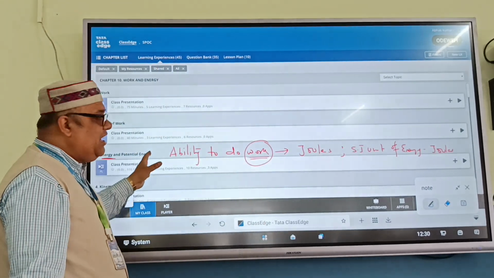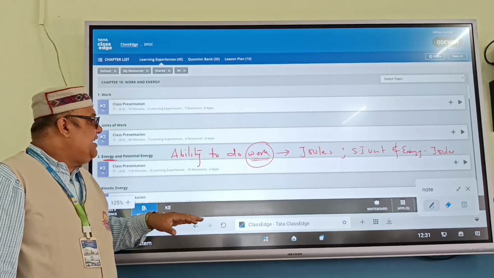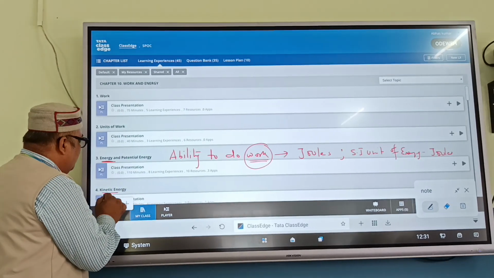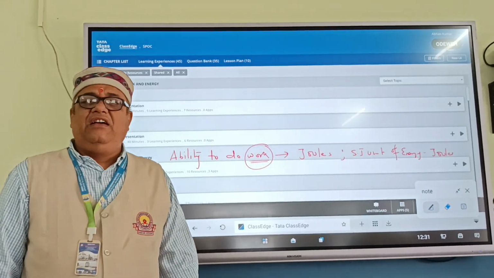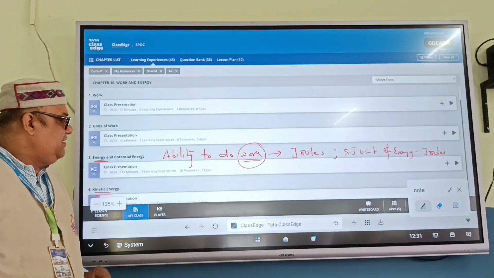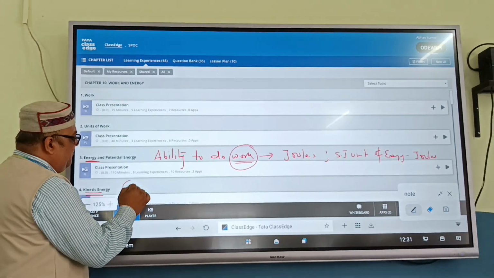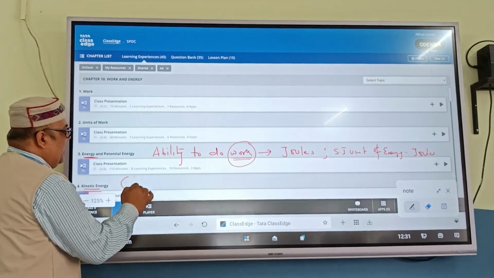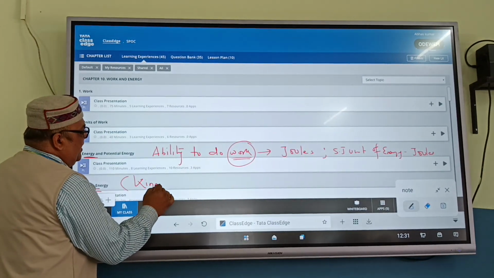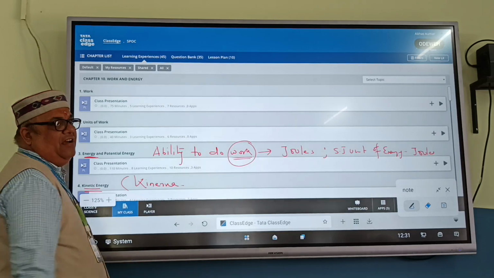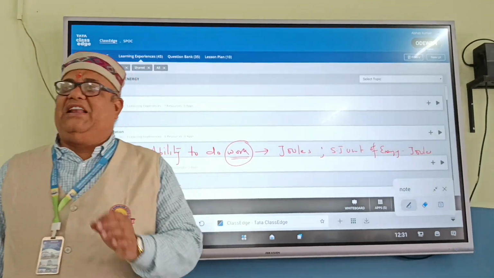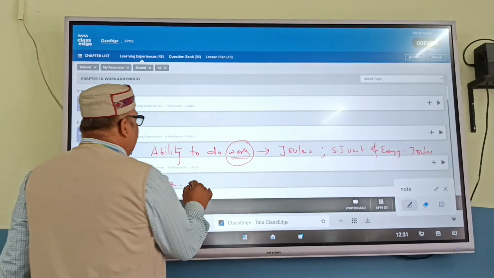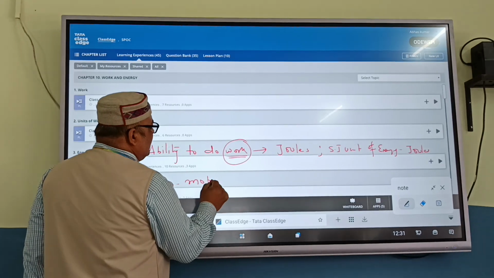Secondly, we have got kinetic energy. What is kinetic energy? This word kinetic has come from a Greek word called kinema. And what does kinema mean? Kinema means motion.